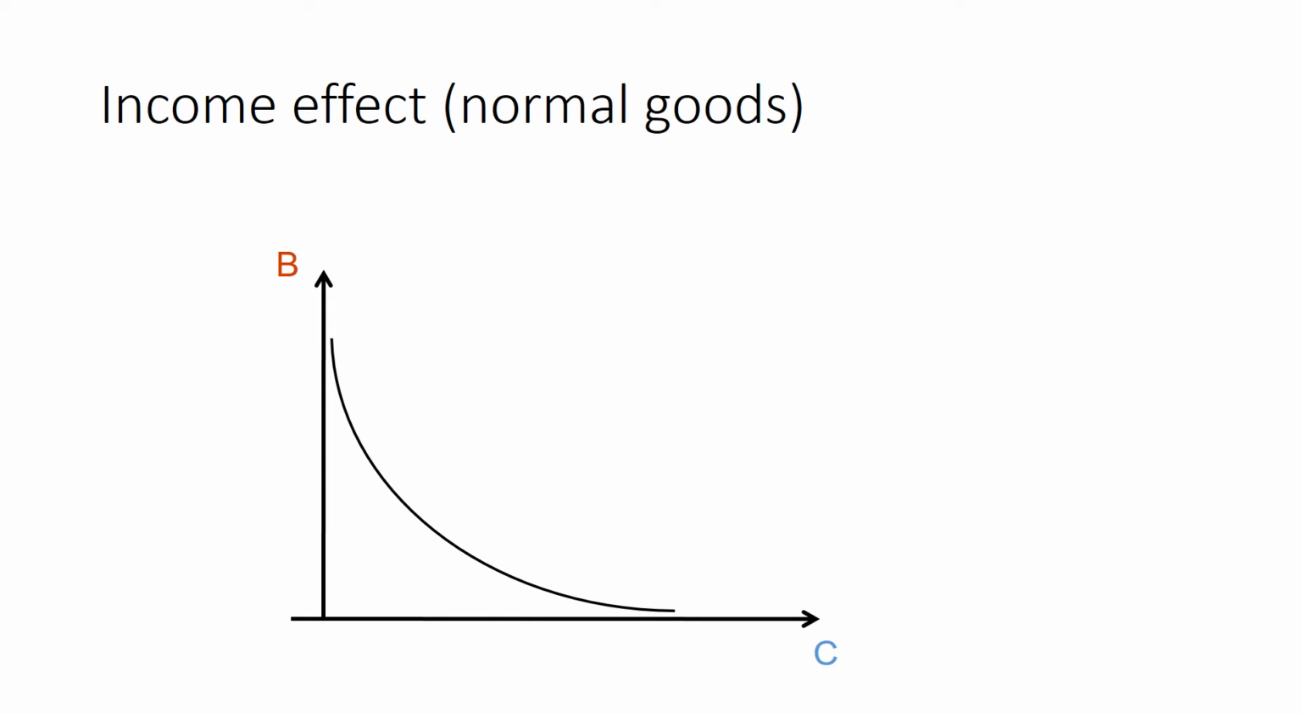Now that we have defined the optimal consumption point, we're going to see what happens to the optimal consumption point when there are changes in income. We're going to first define normal goods.